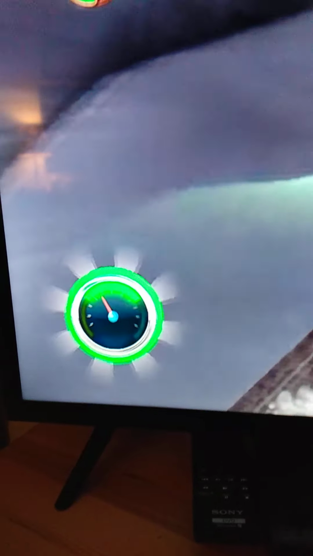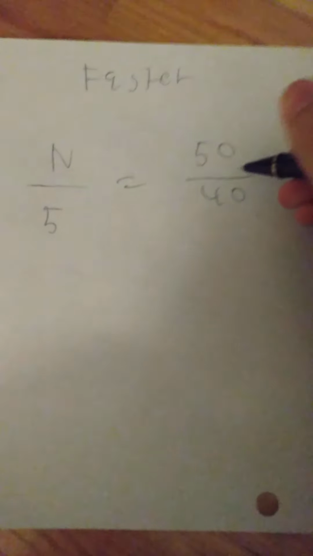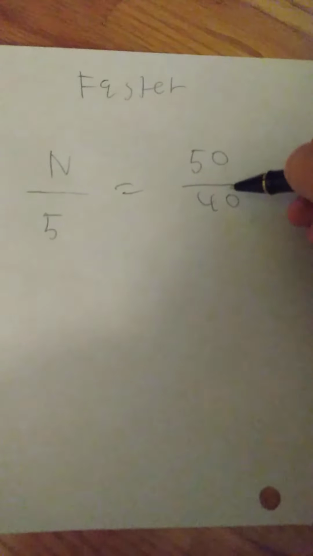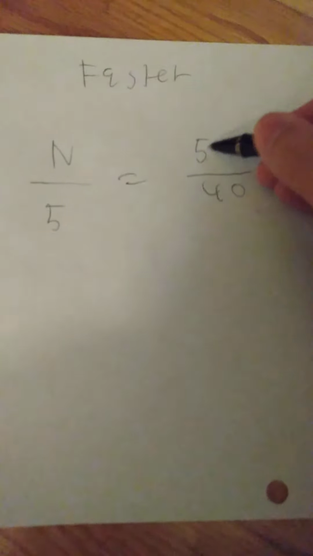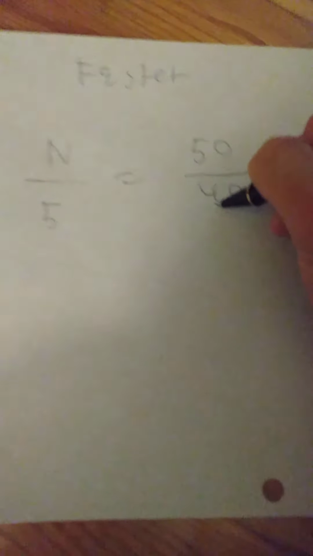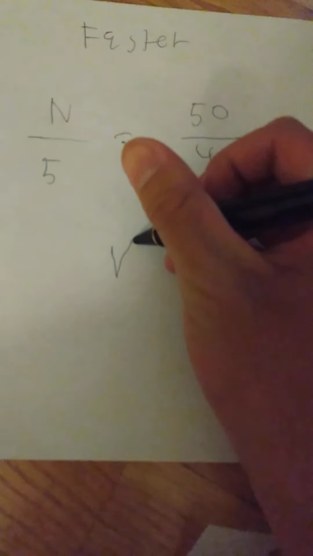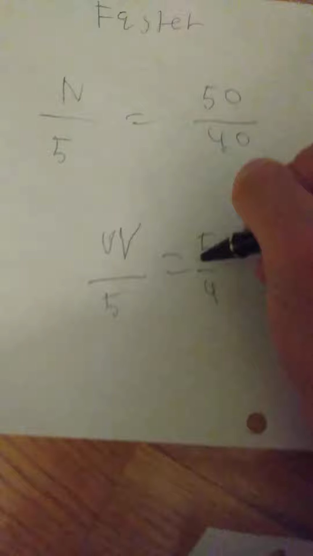We'll look at the faster way next. The faster way for this version is, if we have 50 over 40, then some kids ask, why can't we just write 5 over 4? Actually, that would definitely work.